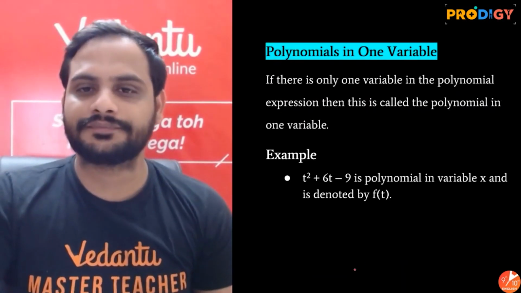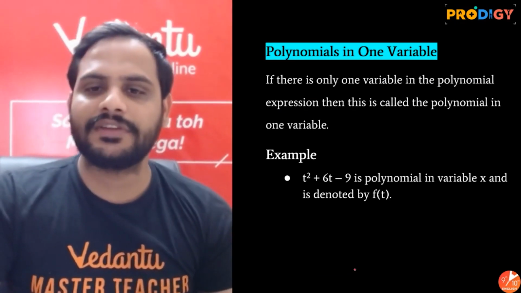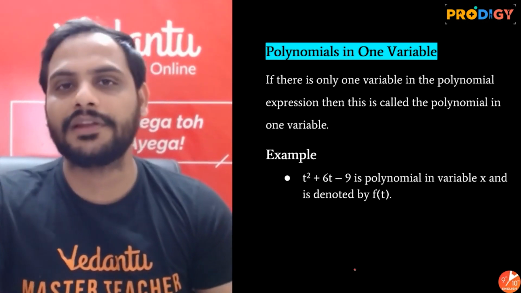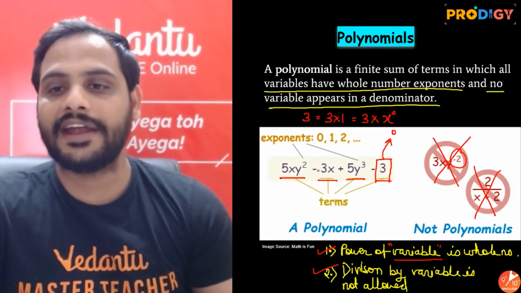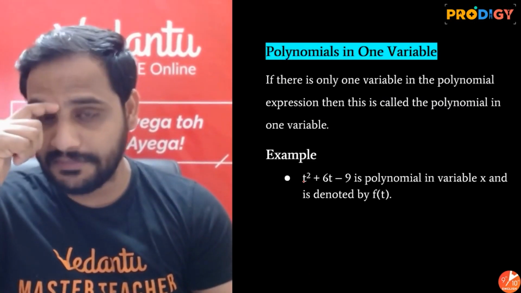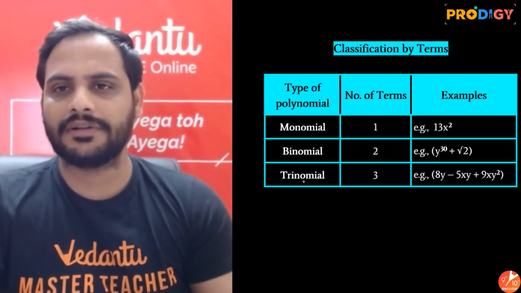Okay. Next question now. Polynomials in one variable. Polynomials in one variable means, beta, in that polynomial only one variable will be there. For example, here if you see x and y, two variables are here. But here if you see t square plus 6t minus 9, only one variable we have. So that is a polynomial in one variable.